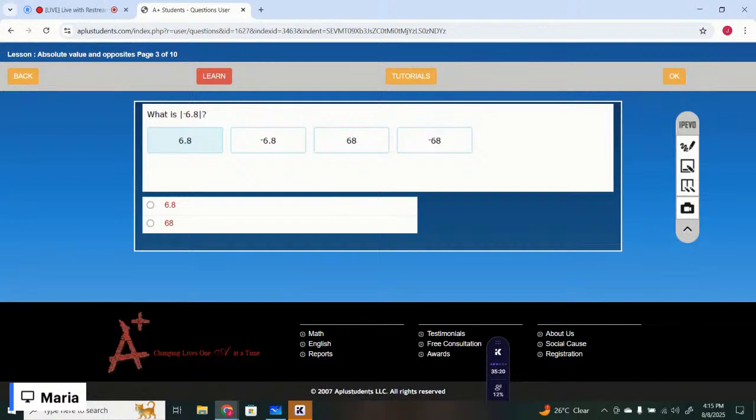What is the absolute value of negative 6.8? So absolute value of negative 6.8 is 6.8. Option 1 is the correct option. Positive it is.